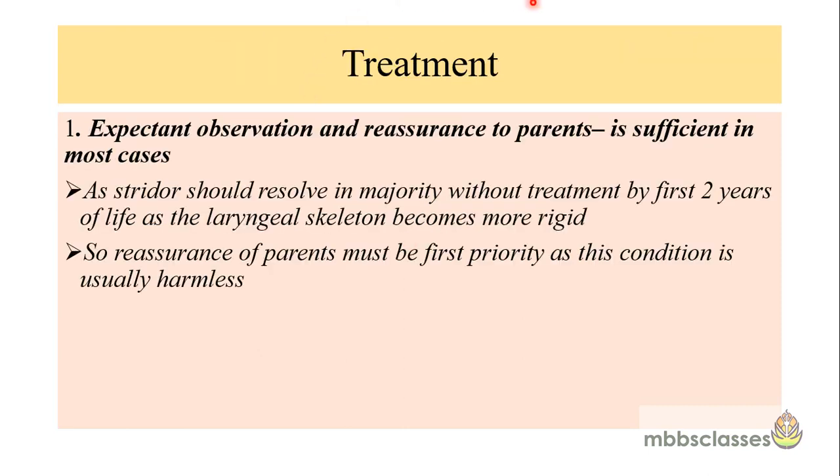If we see the treatment of laryngomalacia, in the majority, about 90% of cases, expectant observation and reassurance to the parents is sufficient. The reason is that the stridor resolves in the majority without treatment by the first 2 years of life as the laryngeal skeleton becomes more rigid. So while counseling, always try to reassure the parents that the stridor may remain for the first 2 years of life, and there is a good possibility that it will resolve by itself. The reassurance of the parents must be your first priority, as this condition is usually harmless.